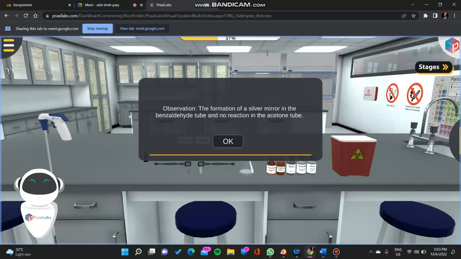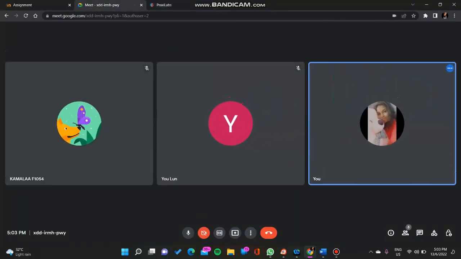So the observation is the formation of a silver mirror in the benzaldehyde tube and no reaction in the acetone tube. That's all. Thank you. So now Kamini will be continuing experiment C and D.